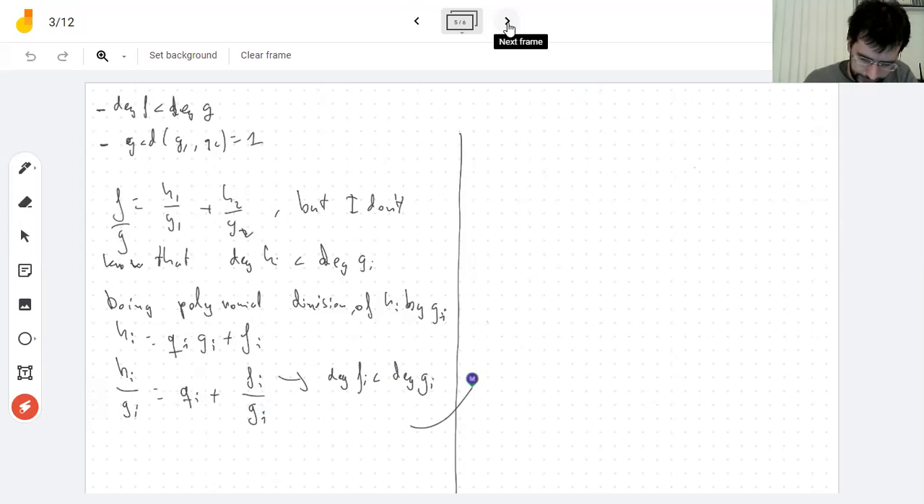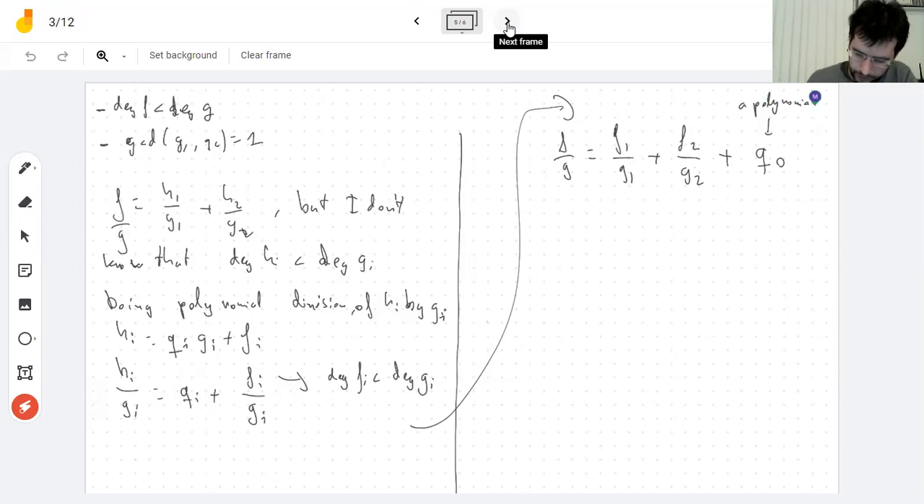So I have that F divided by G is F1 divided by G1 plus F2 divided by G2 plus a polynomial. Let's call it Q0. Q0 is the sum of Q1 plus Q2, if you follow this computation. And I have what I want, that the degree of each numerator is smaller than the degree of each denominator. But I have that annoying polynomial.